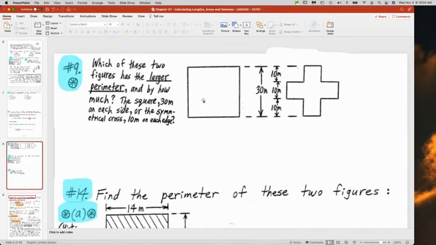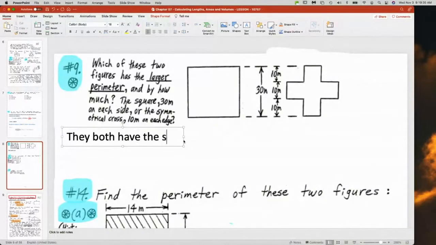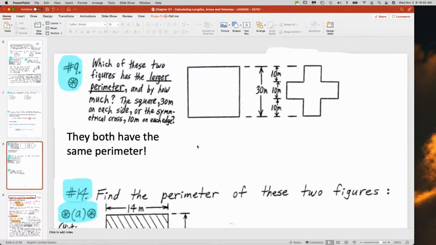Okay, so based on my little experiment, it appears that people whose name starts with the letter N predicted the right answer. So if your name is Nicolas, you just broke my hypothesis. So they're both the same perimeter. They both have the same perimeter. So I'll convince you of that.